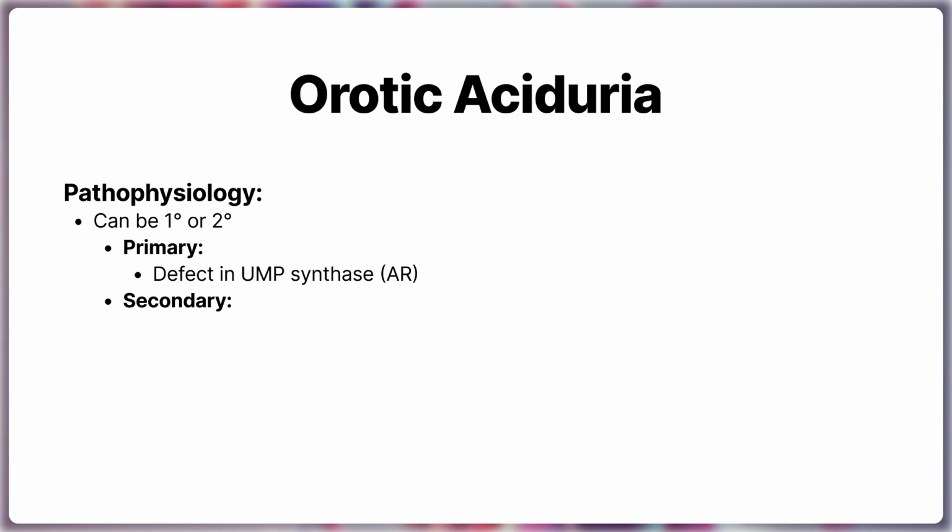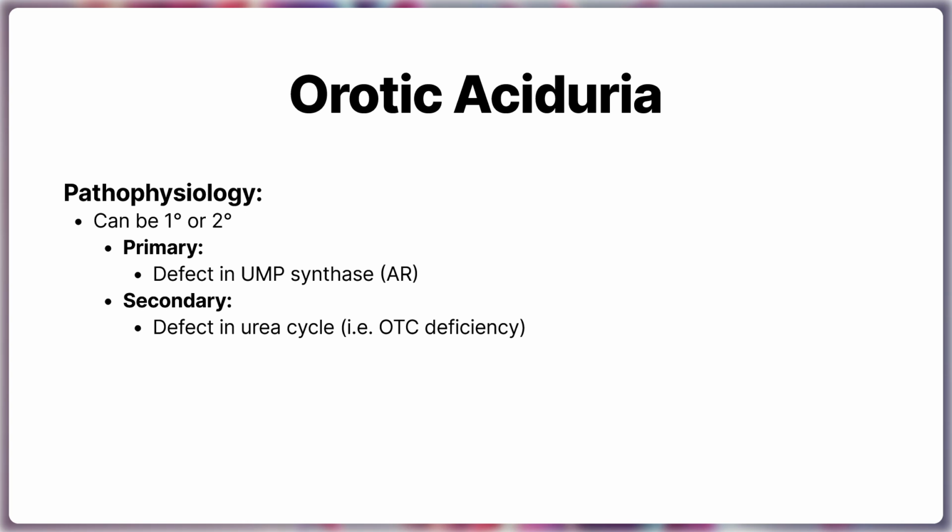In contrast, secondary orotic aciduria arises secondary to a defect in the urea cycle, most commonly a deficiency of ornithine transcarbamylase. This leads to a buildup of carbamoyl phosphate in the mitochondria, since it can no longer go through the defective urea cycle. Instead, the excess carbamoyl phosphate spills into the cytoplasm and is shunted towards pyrimidine synthesis, leading to the overproduction of orotic acid.